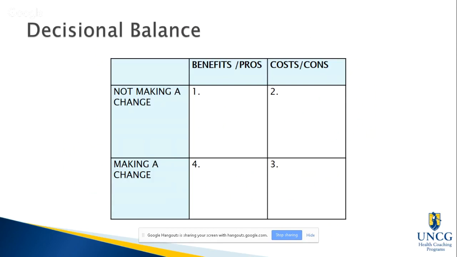This is the decisional balance tool, and an example of this can be found on page 61 of your manual. This tool is especially useful with clients who are contemplating a change. So again, you may have already done some exploration to determine for yourself that the client is in contemplation, and that this tool may be useful. This is helping to explore the pros and cons of making a change versus not making a change.